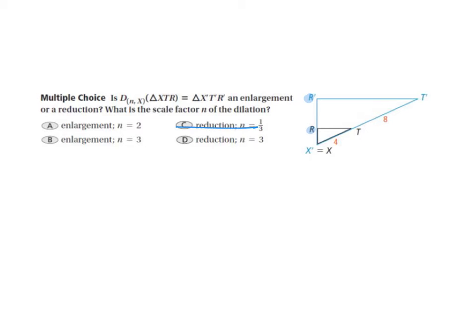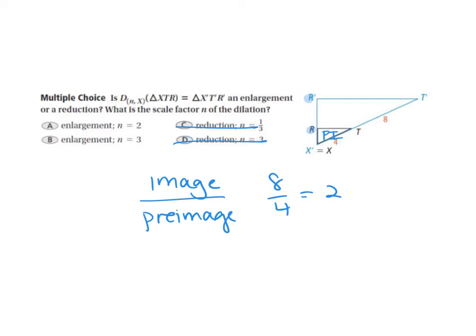Okay, so right away I'm going to cross off these two because reduction means we're getting smaller. If I'm going from this little guy, this pre-image, to the bigger triangle, that's an enlargement. We just have to figure out, are we increasing by 2 or by 3? So if I take 8, which is the image, over the pre-image length, right? So that would be 8/4. That gives me a scale factor of 2, so the answer would be A. It's an enlargement, scale factor of 2.